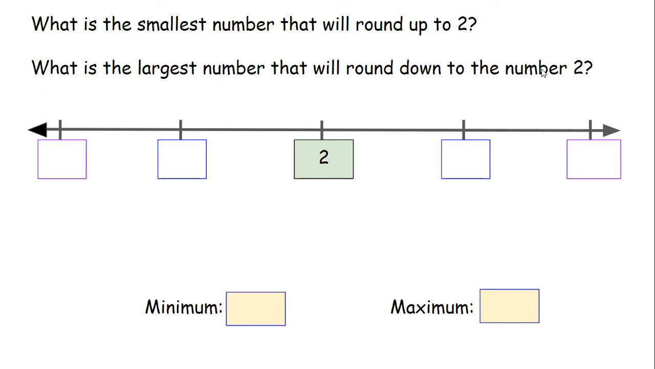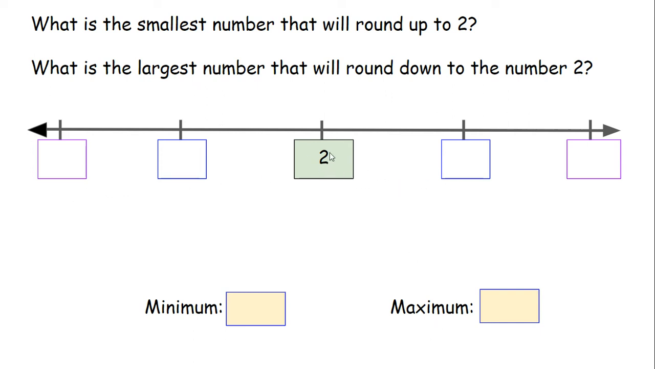Finally, let's go ahead and try to find the smallest number that's going to round up to 2 and the biggest number or largest number that's going to round down to 2. We can say that the smallest number is known as our minimum and the largest number is known as our maximum. We're going to use this line plot to help us here.